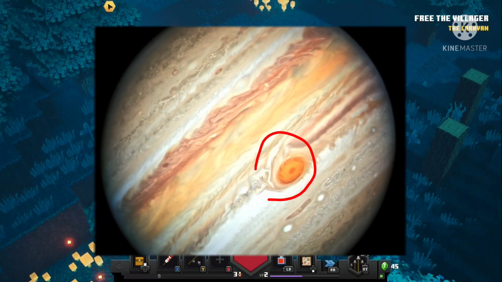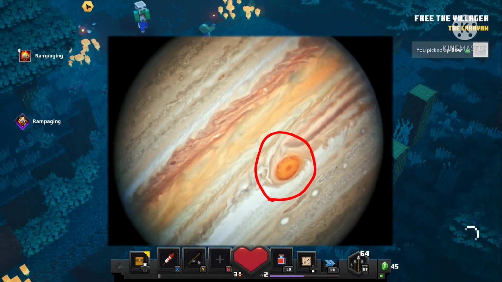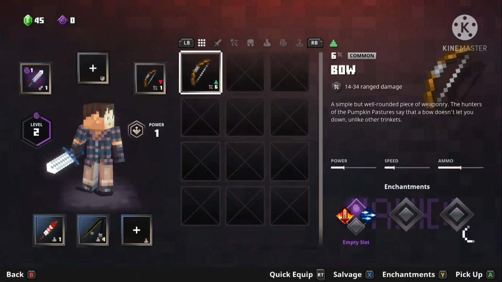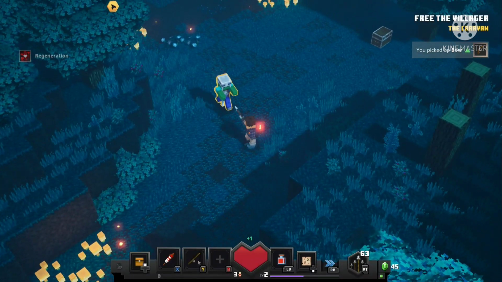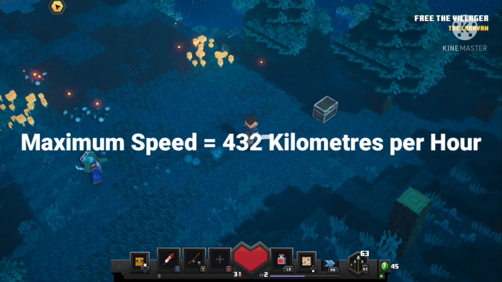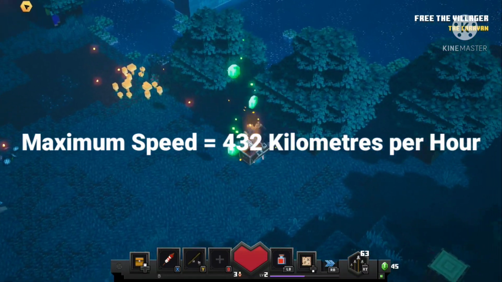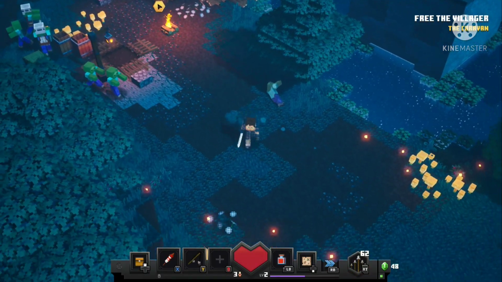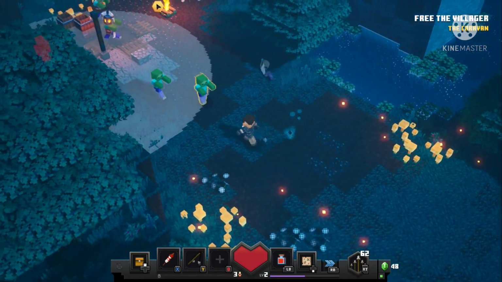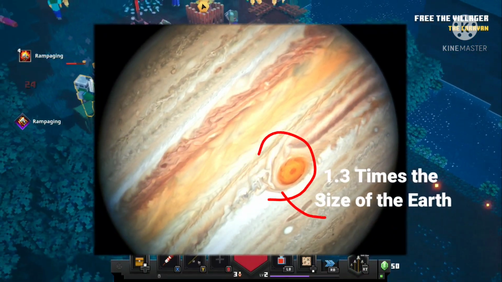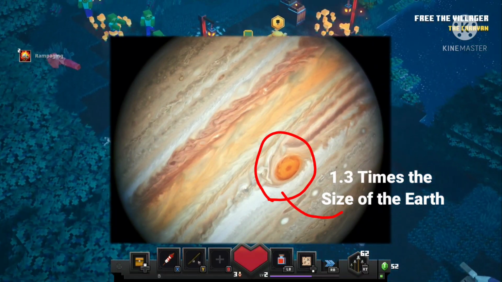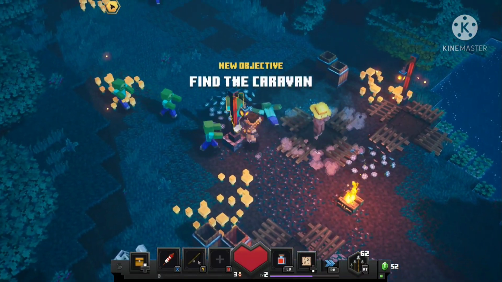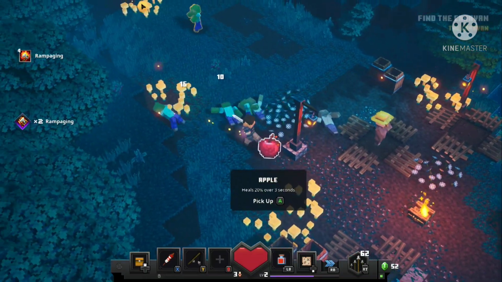The Great Red Spot is the largest storm in the solar system and is located 22 degrees south of Jupiter's equator. The winds there have a max speed of 432 kilometers per hour. It was first believed to be observed in 1665, which dates the storm to be at least 356 years old. It is measured to be around 1.3 times the diameter of the Earth, or 16,350 kilometers in width.